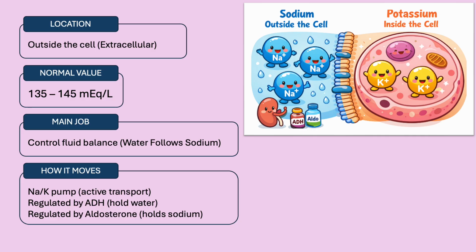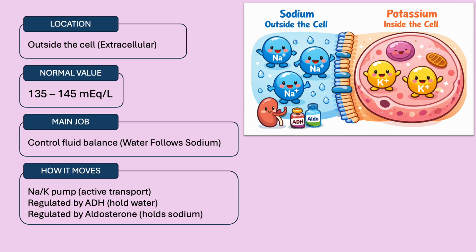If you remember nothing from this video, remember this. Sodium helps to control water, and water usually follows sodium. So let's make sense of this. First off, where does sodium live? Sodium lives outside of the cell in what we consider the extracellular space or in the extracellular fluid. Sodium's normal value range is 135 to 145.